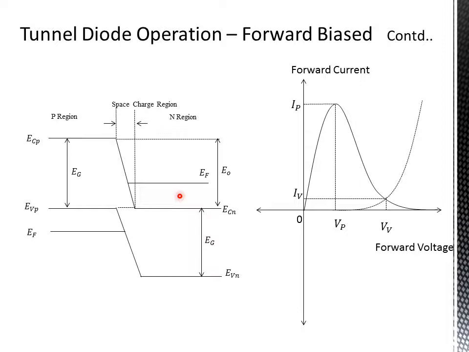Whereas in the normal PN junction diode operation, we have the minority carrier injection current, where the diode current increases exponentially with the applied forward voltage, which is represented with a dotted curve in the VI characteristics. The total tunnel diode operation can be depicted with the sum of these two curves.